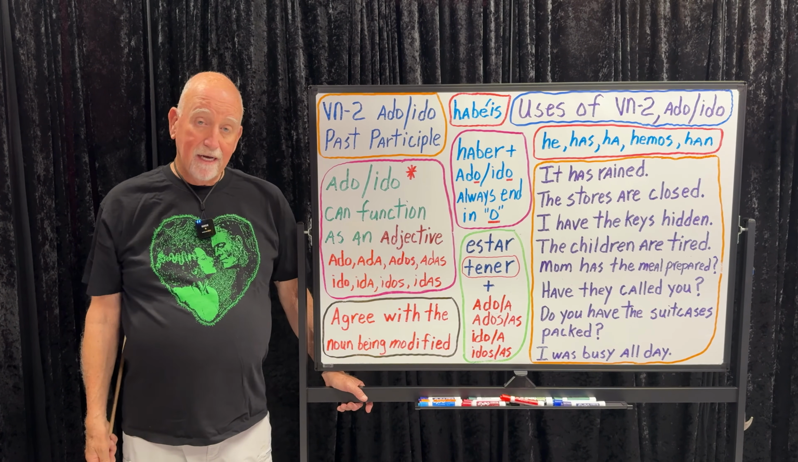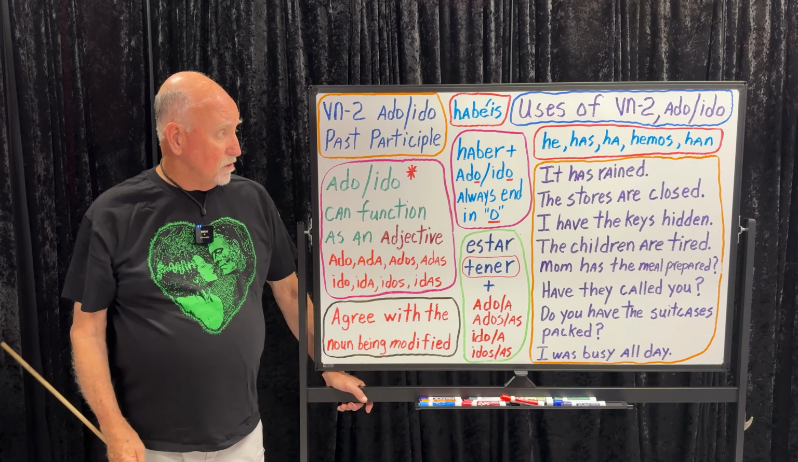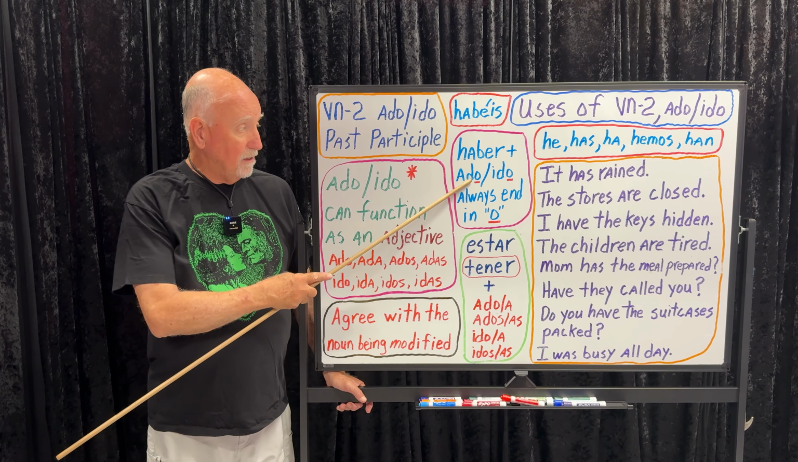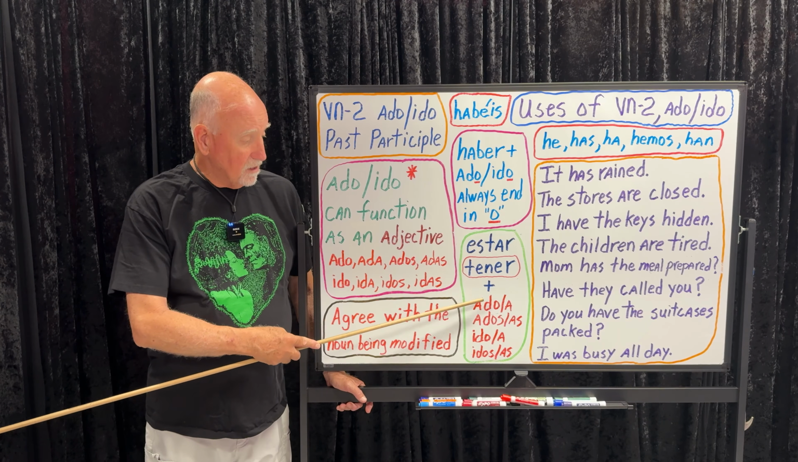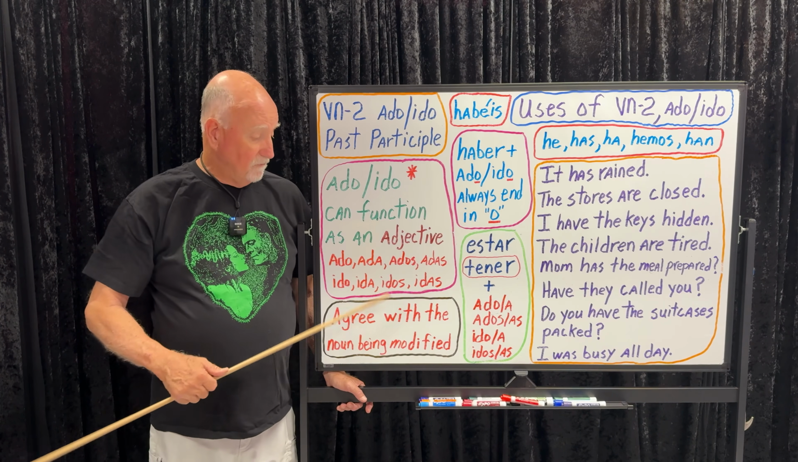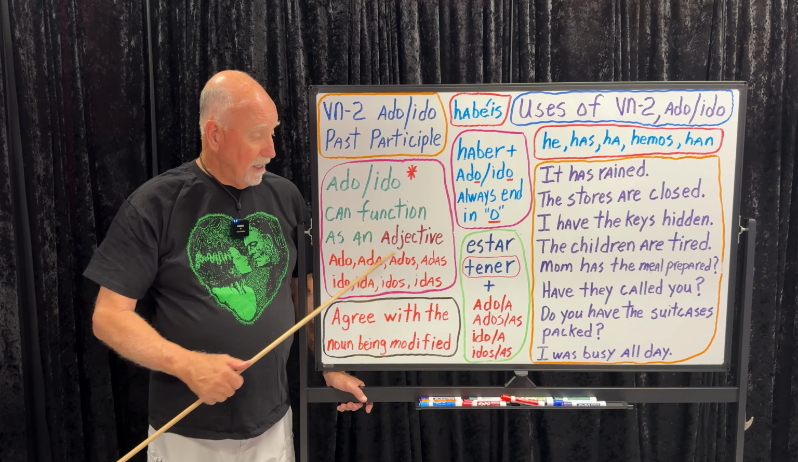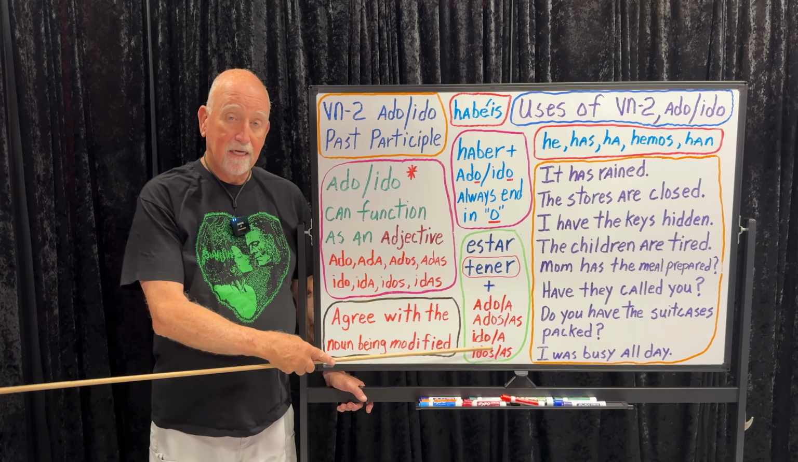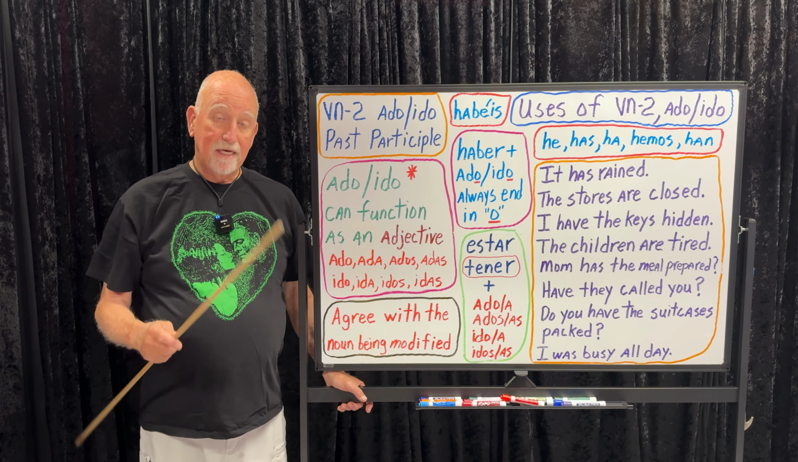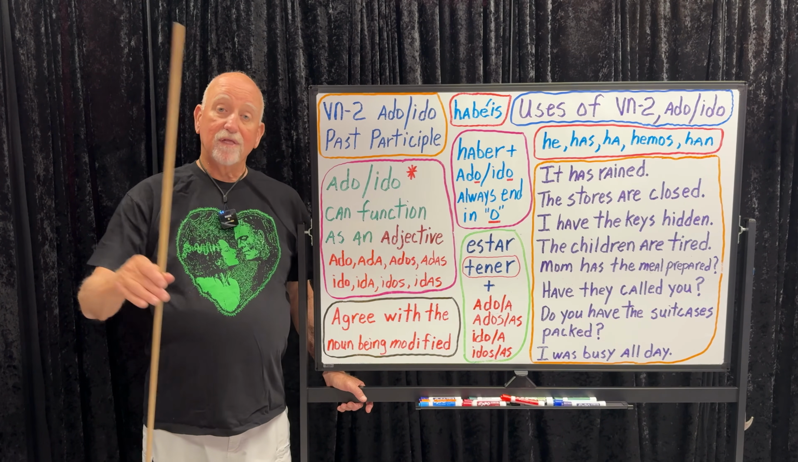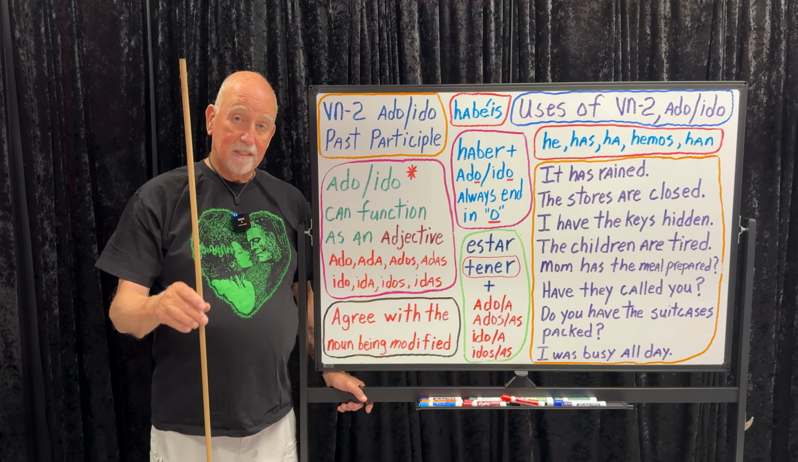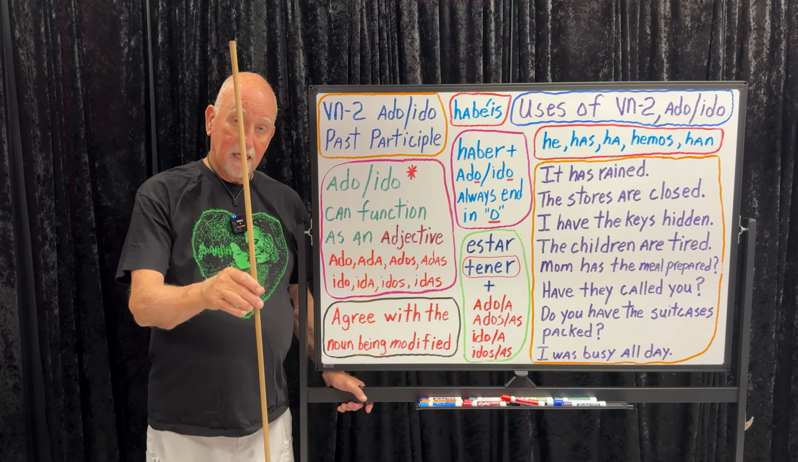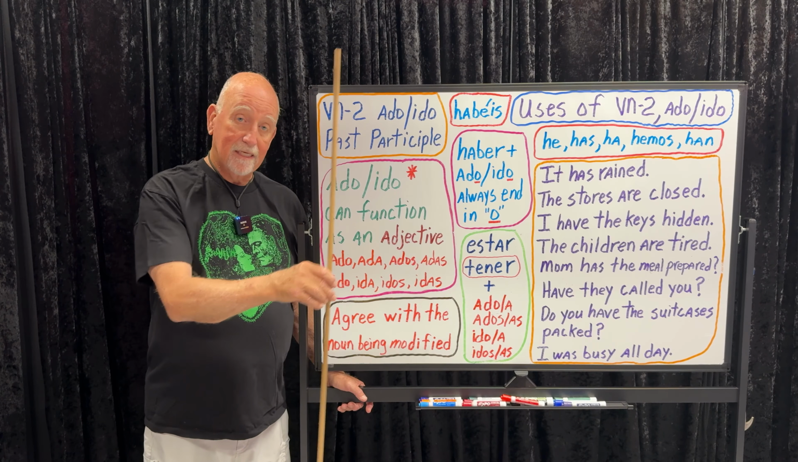But for right now, today, our lesson is to show you that haber is followed with the ado, ido, always ending in O, and estar and tener here is going to be followed with the ado, ido, functioning as an adjective, ending in any of these endings, depending on what the noun is. Remember, the adjective will agree back to the noun that is being modified. Remember, a noun is the name of a person, place, thing, or abstract idea.